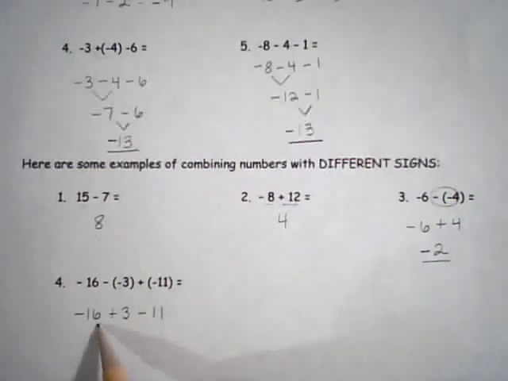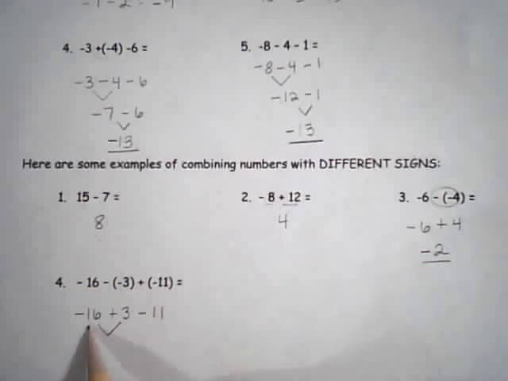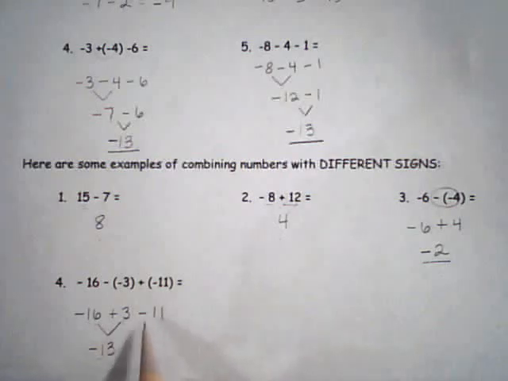So left to right, I have a negative 16 and a positive 3. Okay, the signs are different. That means I subtract. If I subtract 3 from 16, that's going to give me 13. And the sign would need to be negative. Okay, subtract, take the sign of the higher number, which is the 16, so that's going to be a negative 13. Then I bring down my negative 11.